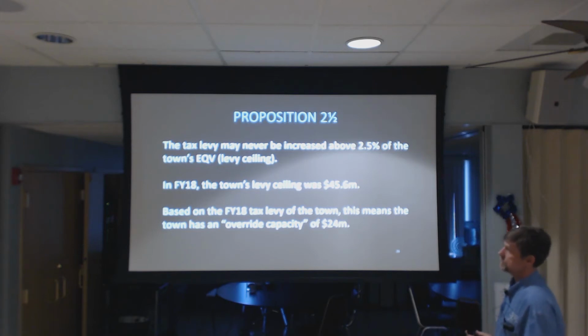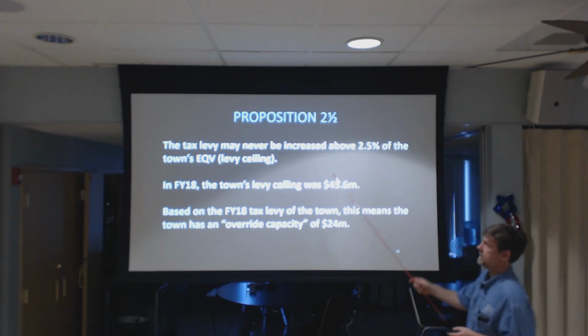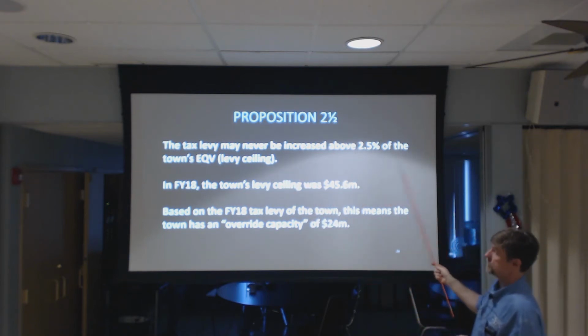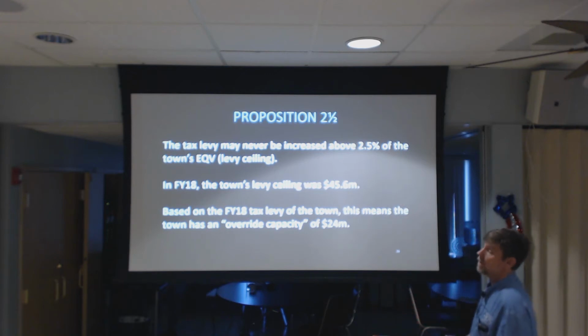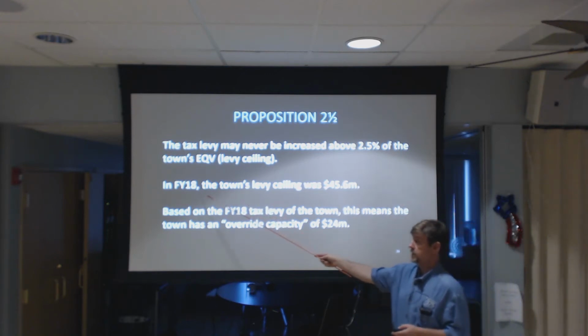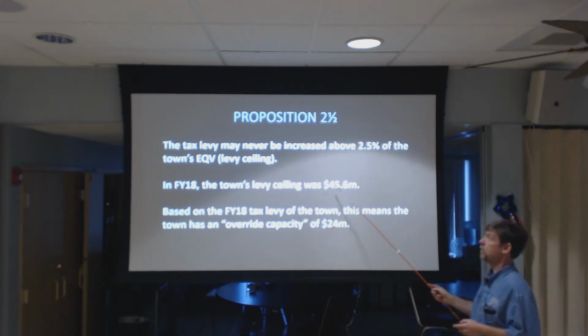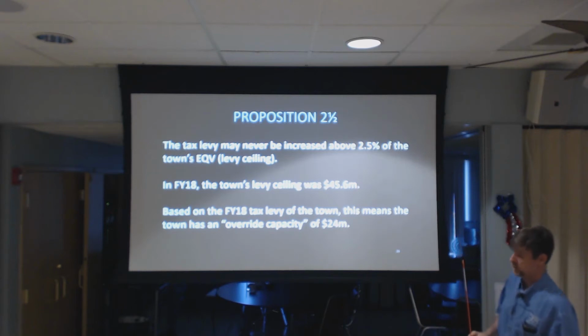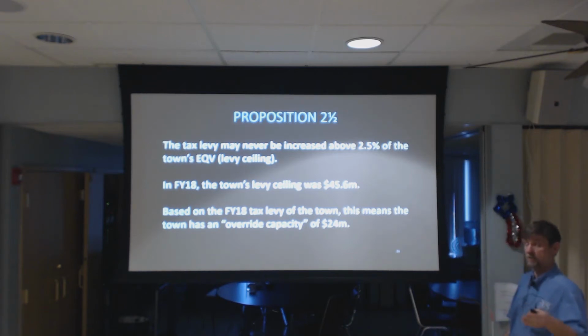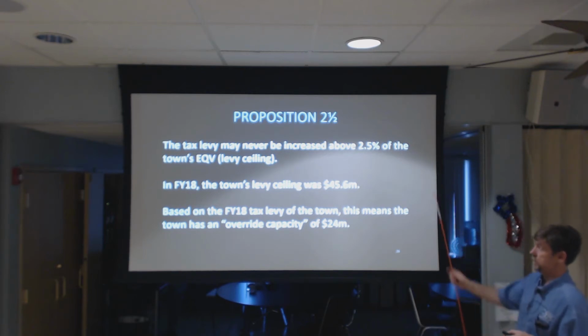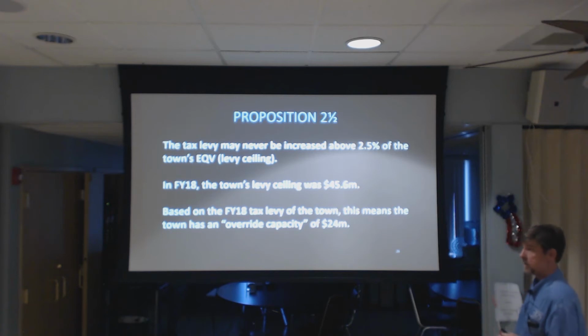So, under Proposition 2.5, again, the levy ceiling, the tax levy can never be increased above 2.5% of the town's EQV. In fiscal year 18, the tax levy ceiling for Rehoboth was $45.6 million, because 2.5% of that $1.82 billion is $45.6 million. That would be the maximum amount of property tax that we could levy to homeowners in Rehoboth.